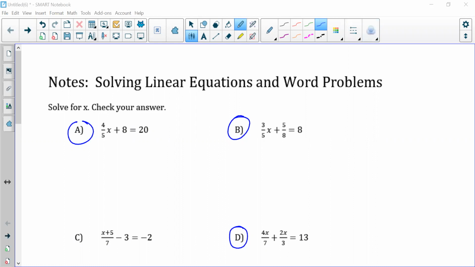All right, first notice our instructions. They say solve for x and then check your answer. So first, let's solve for x. Let's look at A here.